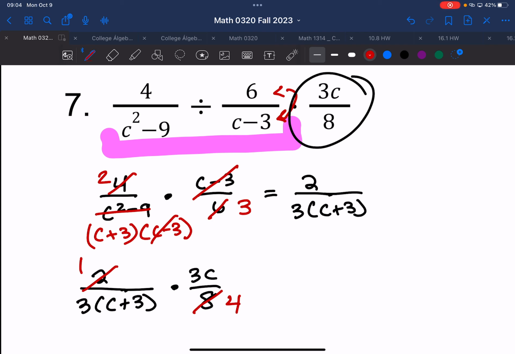So can I cancel out the C's? No, because one of the C is C plus 3. That's all together. It's not the same as just saying C. So that means the only thing I can cancel is what? The 3. So that means my answer, what do I have left on the top? Just C. And then what do I have left on the bottom? 4 and C plus 3. Good. So that's my answer.